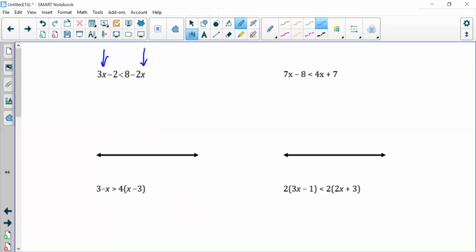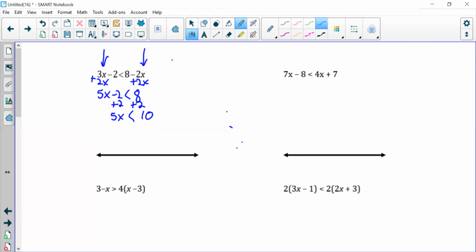First, let's take care of our x's. I've got a 3x over here, and that's bigger than the 2x, so that's where I'm going to move the 2x. To do that, because it's being subtracted, I'm going to add 2x to both sides. So that's going to give me 5x minus 2 is less than 8. I now want to move the 2, so plus 2, plus 2, so 5x is less than 10.